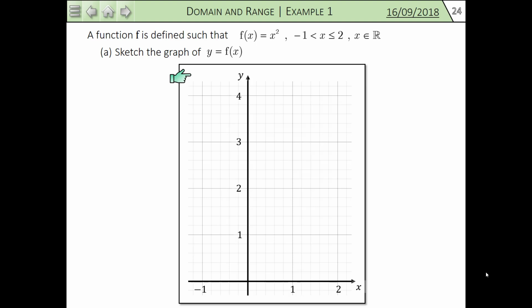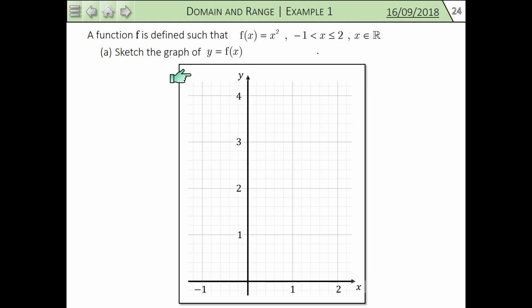In example 1, we have a function defined such that f of x equals x squared with a domain of -1 is less than x is less than or equal to 2 and x is in the real numbers. And we're asked to sketch the graph of y equals f of x. So first of all, note that we have a quadratic function. Hopefully you should know the shape of x squared. But we need to draw the graph between -1 and 2.